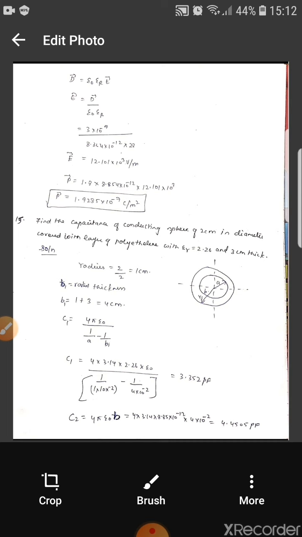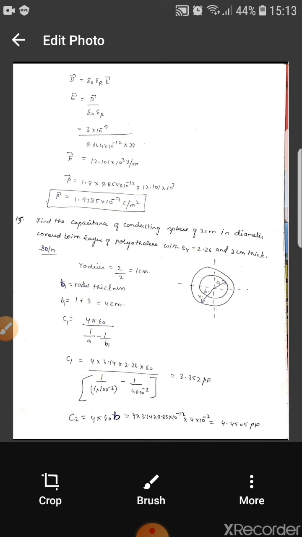And next, find the capacitance of the conducting sphere of 2 cm in diameter covered with a layer of polyethylene with epsilon R is equal to 2.26 and 3 cm thickness. Solution, your diameter is given as 2 centimeter, so your radius A is equal to 1 centimeter, and your B is nothing but radius plus thickness, that is equal to 4 centimeter.